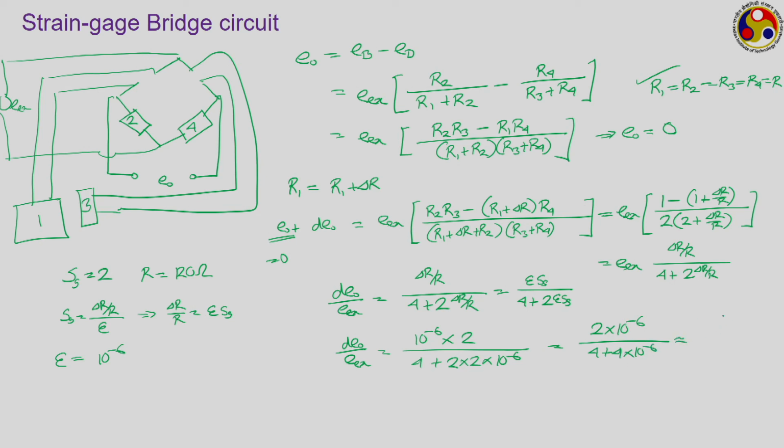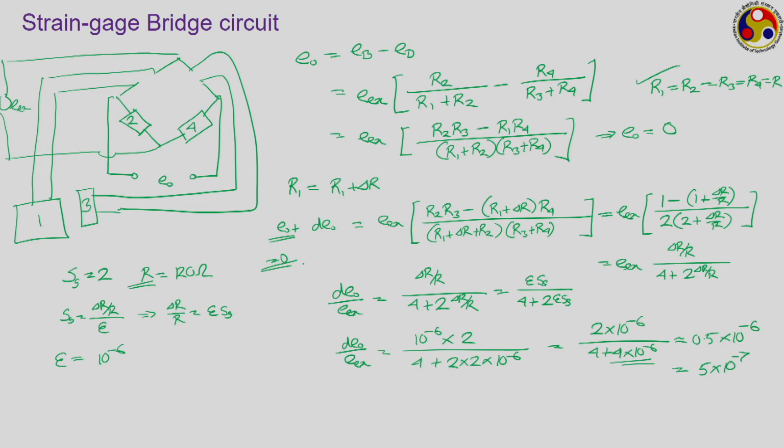So, this can be approximately 0.5 into 10 to the power minus 6, because this particular part can be neglected compared to 4, or we can write this as 5 into 10 to the power minus 7. So, again we are looking at an extremely small sensitivity, but the advantage here is that the value of R does not come into the picture. We are not looking to measure this with respect to the initial value of E naught. The initial value of E naught was 0.